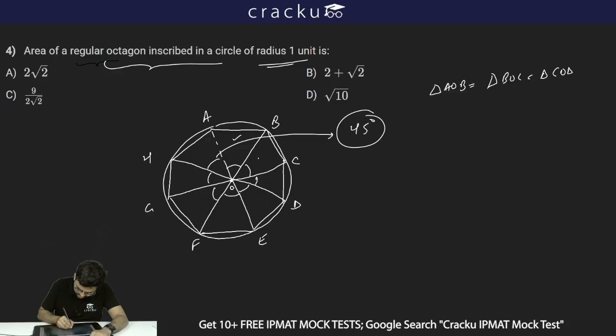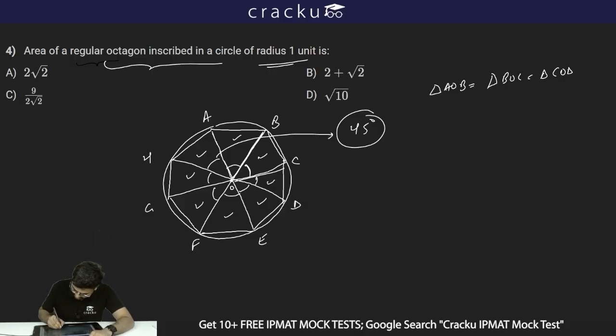The area of all the triangles will be equal. Why? Because the side length is the radius, the radius is the same, and the angle between the two sides is also the same for all the cases.